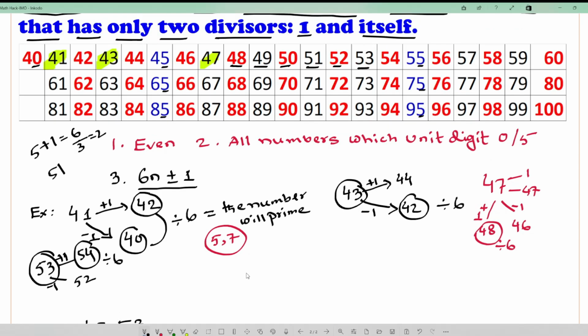So 53 we already got, which is a prime number. 54 is not a prime number. 55, 56 is not a prime number. 57 is also not a prime number, because look, 57 can be written as 5 plus 7, which means 12. 12 can be divided by 3. So 57 also can be divided by 3, right?